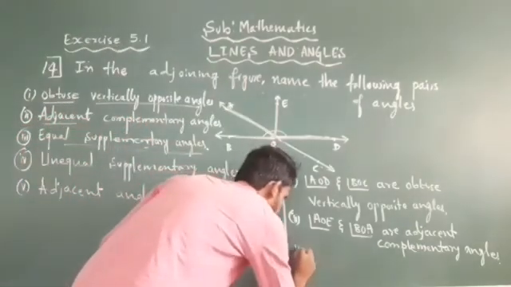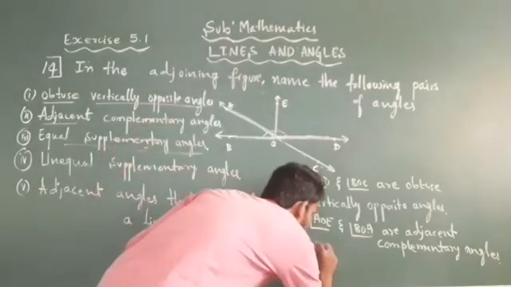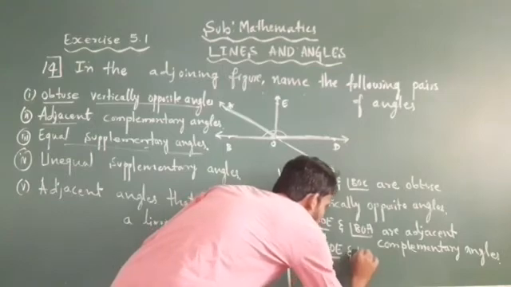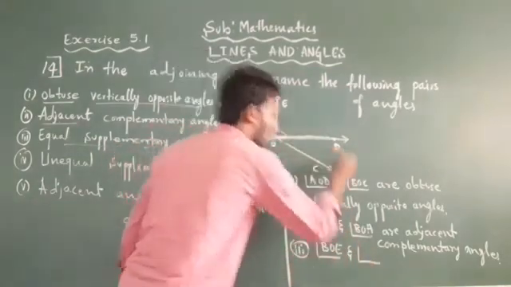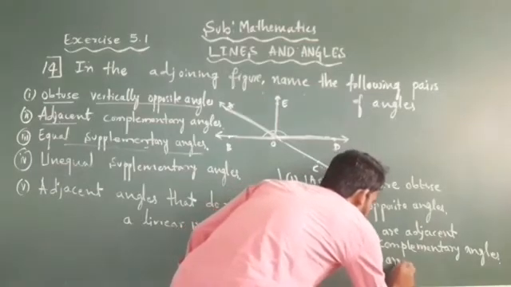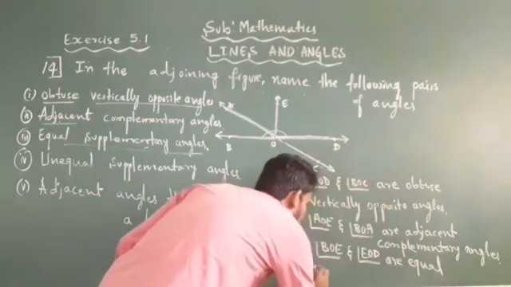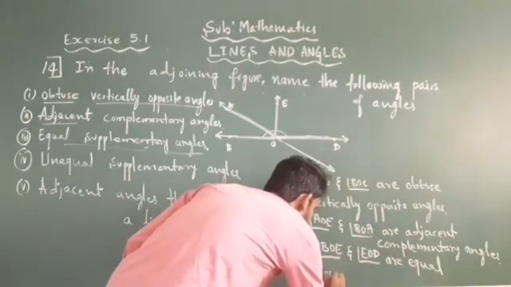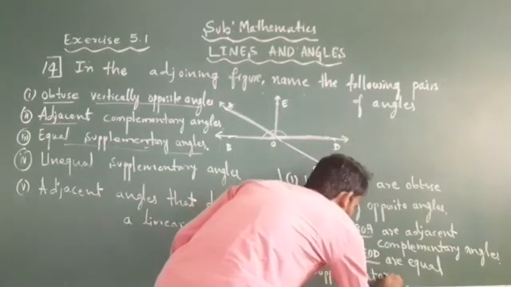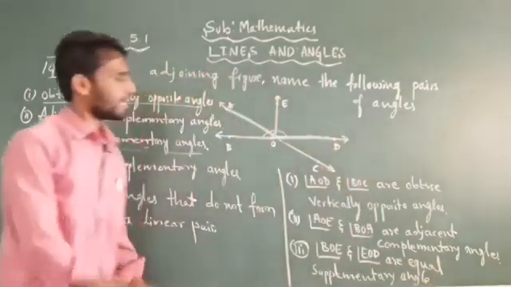Now, third one answer is here: angle BOE and angle EOD are equal supplementary angles. This is the answer. Supplementary angles. Write down. This is the solution.